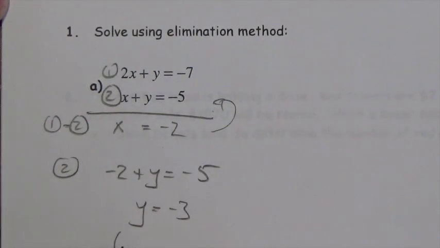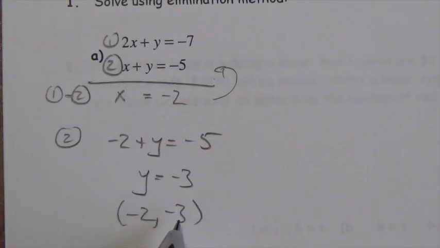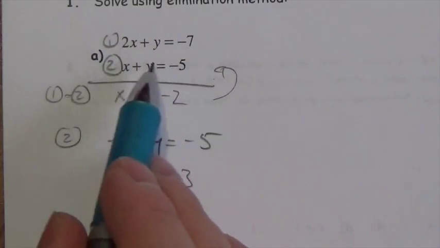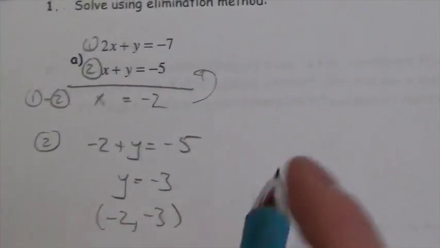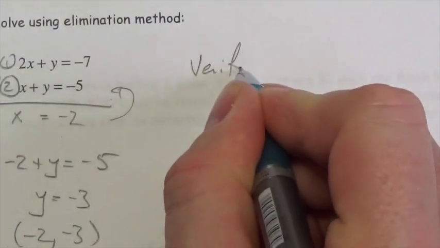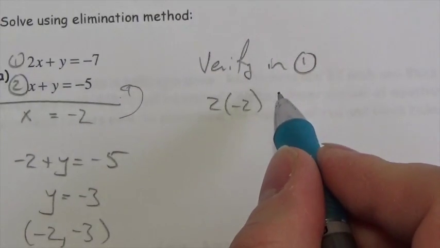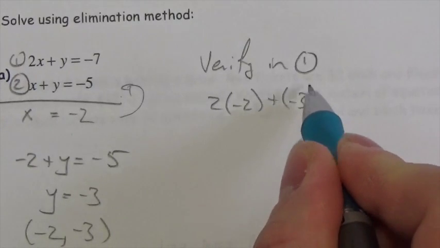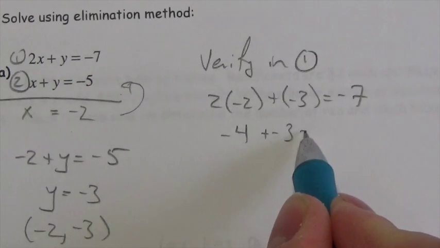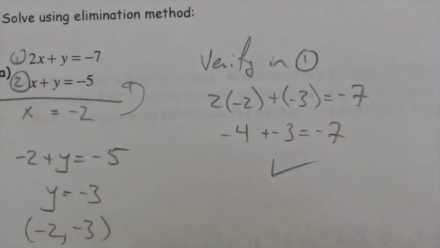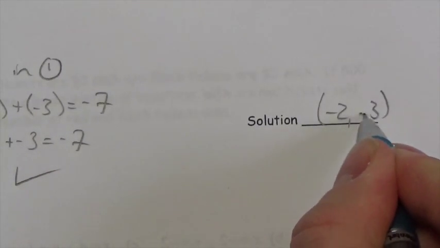So the point that I think is the answer here is the point negative 2, negative 3. Now I used equation 2 to get the missing coordinate, to get my final coordinate. So I'm just going to verify this in equation 1. So 2 times negative 2 plus y, negative 3, is that equal to negative 7? So is it true that negative 4 plus negative 3 is equal to negative 7? Yes, that's true. And so my final answer here is the point negative 2, negative 3.